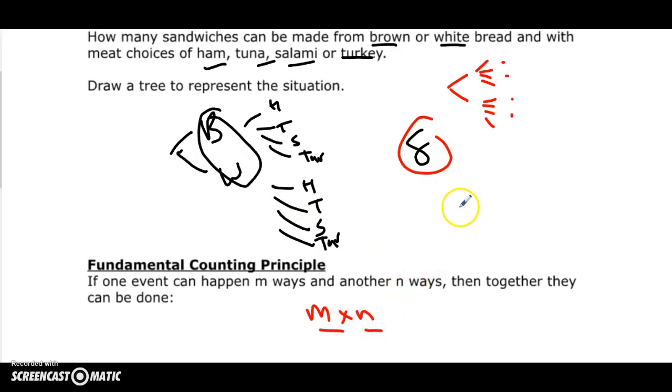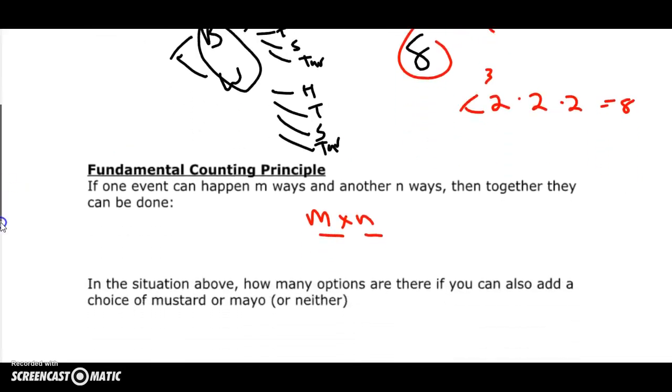Okay, so let's talk about flipping a coin. Remember we said let's flip a coin 3 times. Well, there's 2 ways to do the first flip, 2 ways to do the second flip, 2 ways to do the third flip. 2 times 2 times 2 is 8. So that's why we would have 8 branches there. So that's the fundamental counting principle.